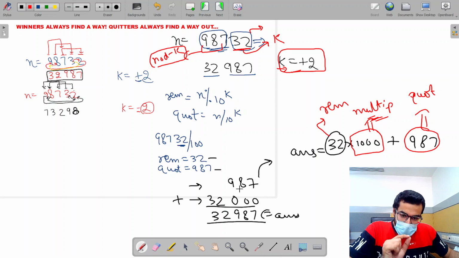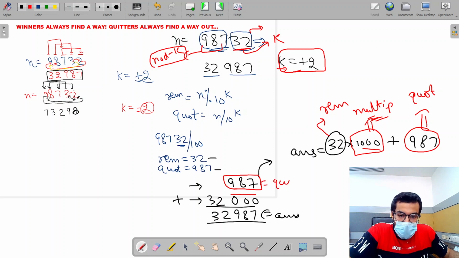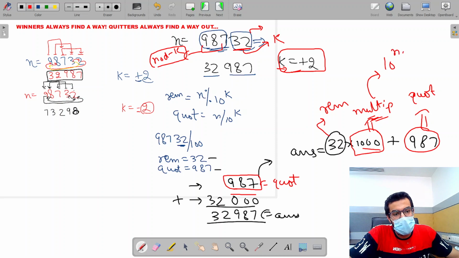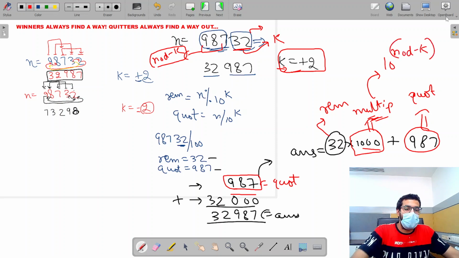Can you observe one more thing, that the count of zeros over here is the same as the count of the digits in the quotient. So basically I can say that the number of zeros in the multiplier is nothing but NOD minus k. We have observed it from here only.